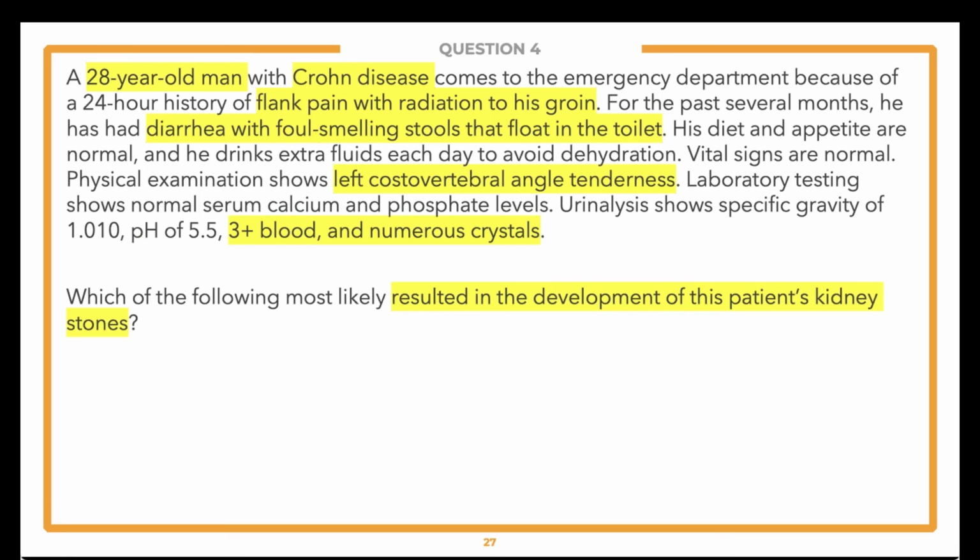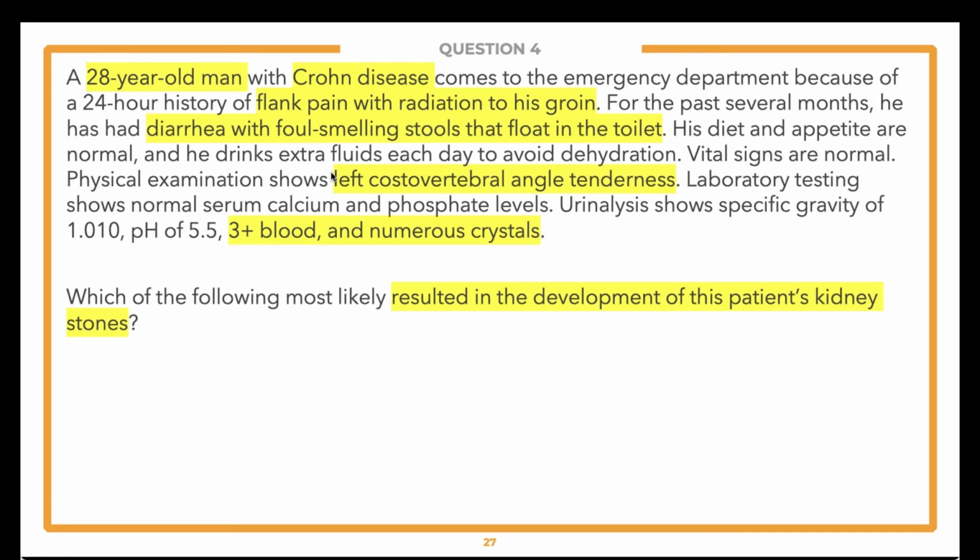And had a 24-hour history of flank pain radiating to the groin. Okay, we already know this person has kidney stones, so don't even worry too much about what these symptoms are. Diarrhea, foul-smelling stools afloat in the toilet. What does that mean? So we know that Crohn's people get diarrhea. What are these stools that are floating in the toilet? Okay, what could that indicate?